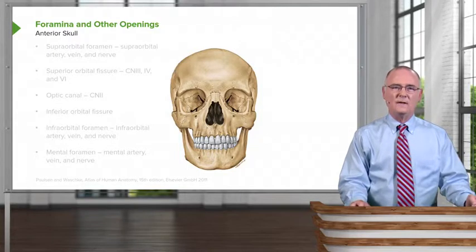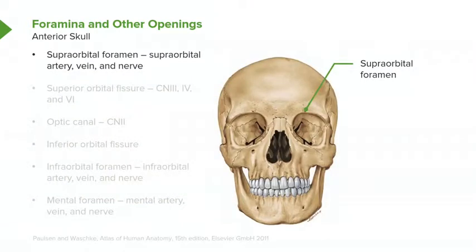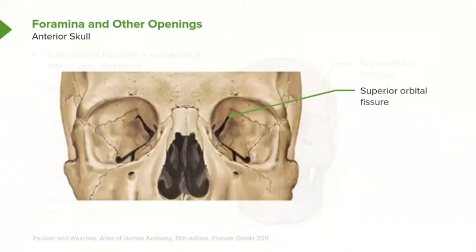So in an anterior view, the first foramen or opening to identify is right above the orbit. This is the supraorbital foramen. It will transmit the supraorbital artery, vein, and nerve. Here we're looking at the superior orbital fissure.